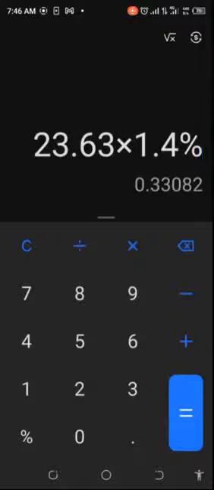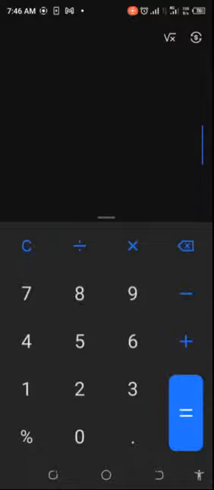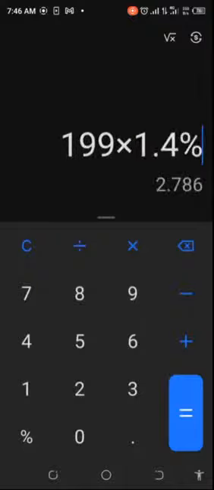What are we talking about? So let's assume that you had $199. What would that be times 1.4%? Right? That would be what? Let's say you had 199 times 1.4%. You'll make at least almost $3 on this, right? So this is a good, profitable trade.